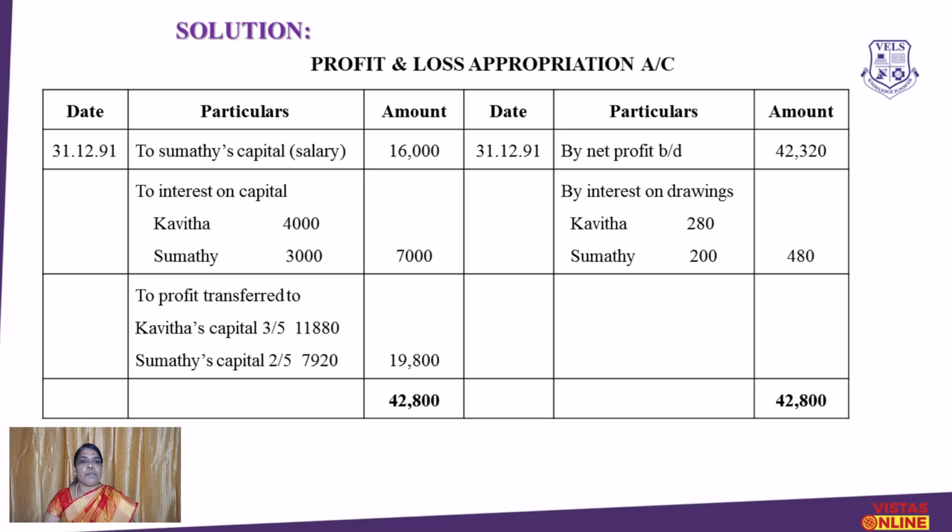19,800. Based on the profit sharing ratio, we have to transfer. For Kavita, 19,800 into 3 by 5, we will get 11,880. For Sumati, 19,800 into 2 by 5, we will get 7,920. This is the profit we have to transfer to both partners.